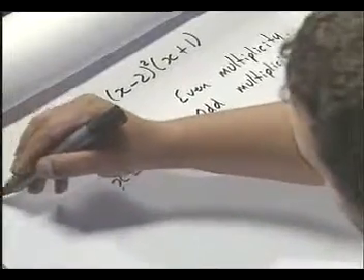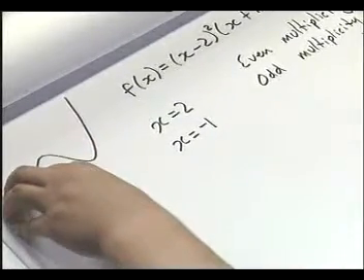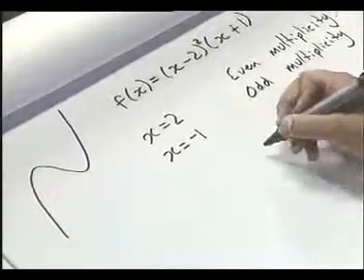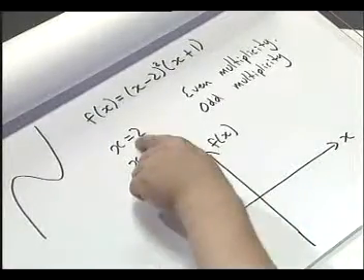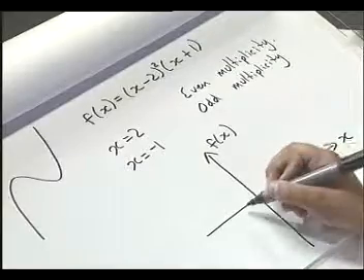Now, we talked before about the general shape of a cubic, which we knew would look something like this. So how can we combine this information and this information to help us sketch the graph of this function? Well, let's first of all draw our axes. We've got our f of x here, going vertically, x going horizontally. Now, we know the 2 roots. One's at x equals 2, the other at x equals -1.